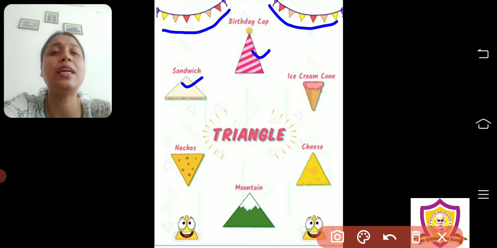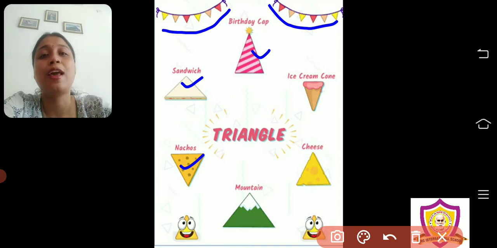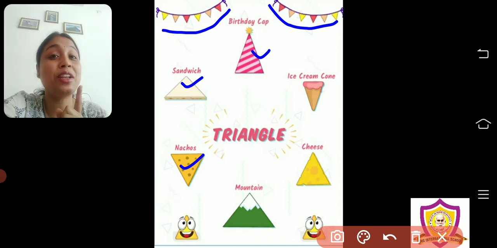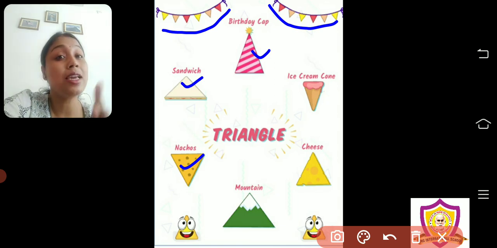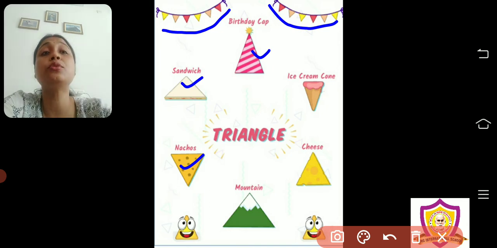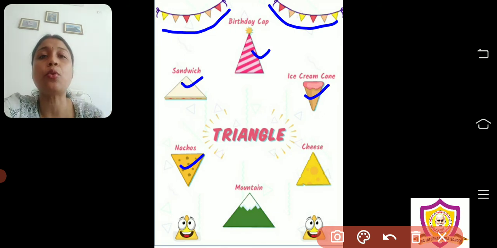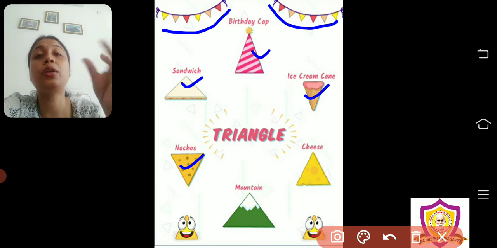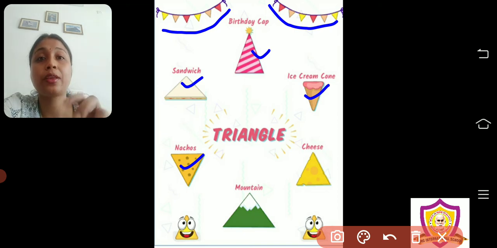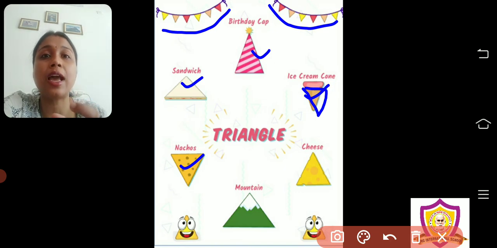Now one more thing that is a favorite of you, this nachos. It is in triangular shape. So next time when you have it, just observe the shape of the nachos, and it has 3 sides. Now come to ice cream cone. Yes, when we have cornetto, some cone ice cream. Have you seen? There's a triangular shaped cone, and on that the ice cream vendor puts a scoop of ice cream. This cone is triangle. It has 3 sides.